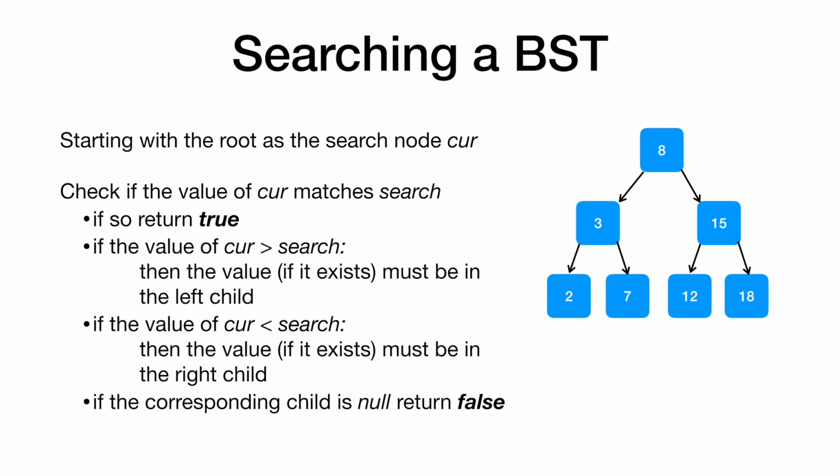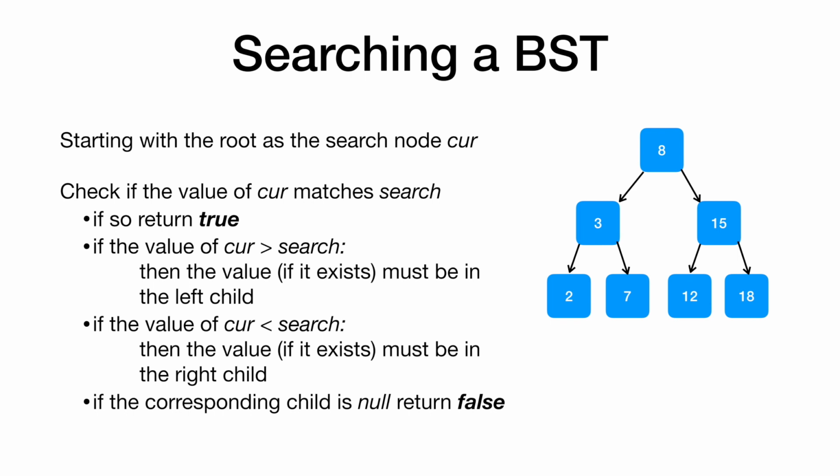If the value at the current node is bigger, meaning the value we're looking for is smaller, then because of the way we've constructed the binary search tree, if the value exists, it has to be somewhere in the left subtree, because its value is smaller than the node that we're looking at. Similarly, if the value is bigger than the current node, it has to be in the right subtree.